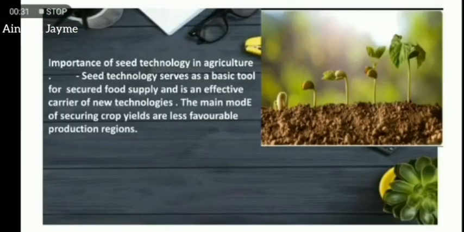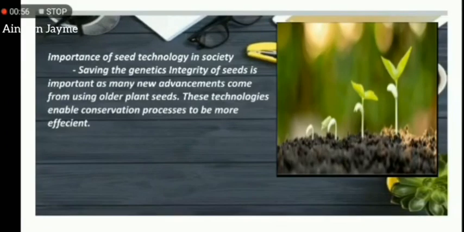Seed technology serves as a basic tool for secured food supply and is an effective carrier of new technologies. The main mode of securing crop yields in less favorable production regions. So the importance of seed technology in the agricultural domain is the supply of quality seeds in a timely manner at a reasonable rate.